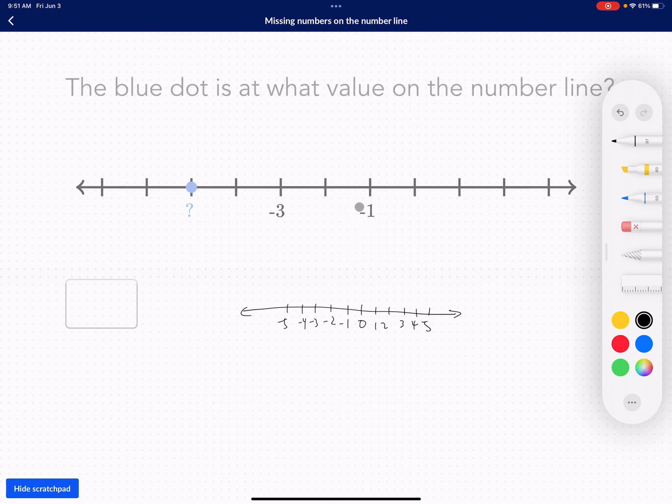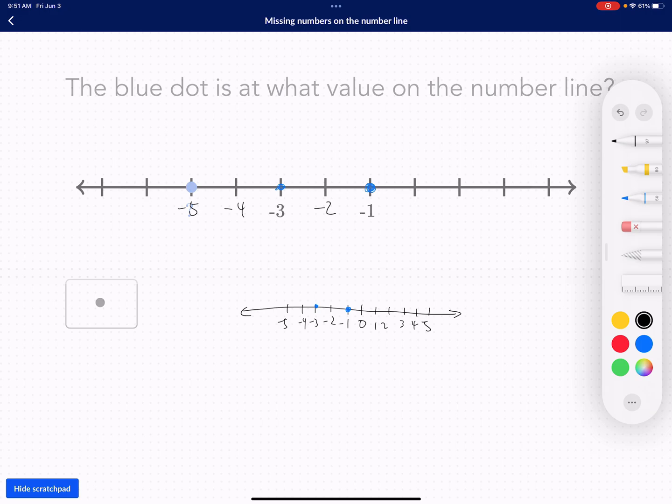So we start here at -1, and then we have -3 here. So what is this going to be? As you can see, -1, -2, -3. So this is going to be -2 in the middle. And then we go from -3, this is -4. So this right here is going to be -4, and this right here is going to be -5. So my answer is going to be -5.